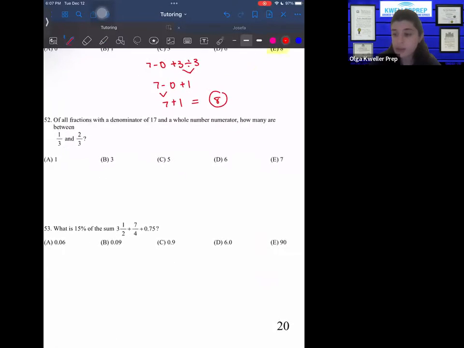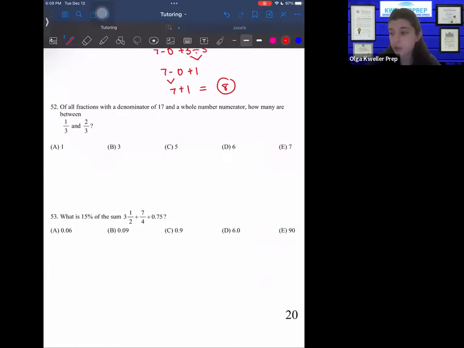Okay, so the next one is a little bit of a trickier question. This is similar to many questions on this exam, which kind of have a little twist to them, or you have to use a little bit of logical reasoning. So they are giving us this information that they want us to use fractions with a denominator of 17 and a whole number numerator. So that means whole numbers.